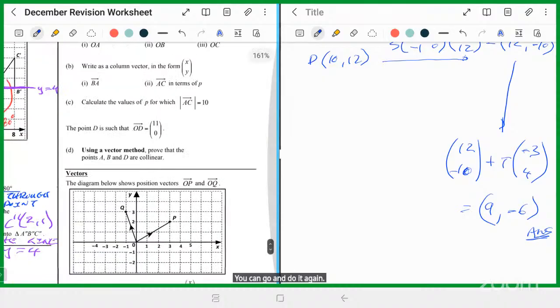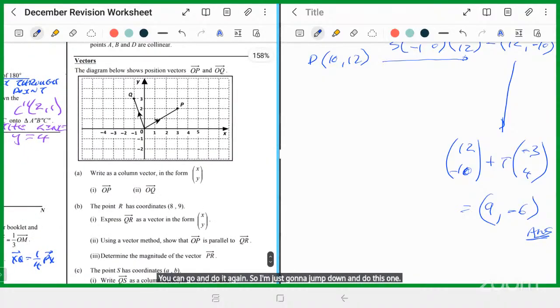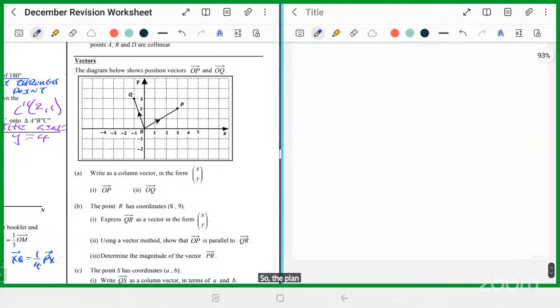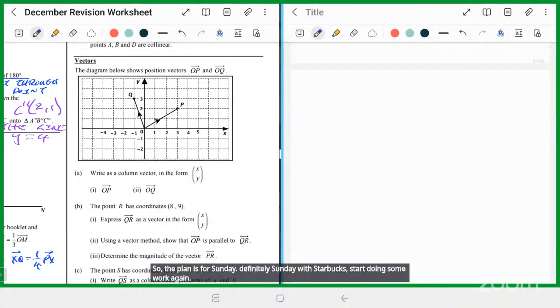So I'm just going to jump down and do this one, and then that is it until we meet again after Christmas, which I want to be Sunday at the latest. I'm going to send work in the group, so keep checking the group, and also tell you when we're going to have a class. The plan is for Sunday. I'll give you a break Saturday, but definitely Sunday we have to start back and do some work again. I'm going to work again Sunday and Monday.